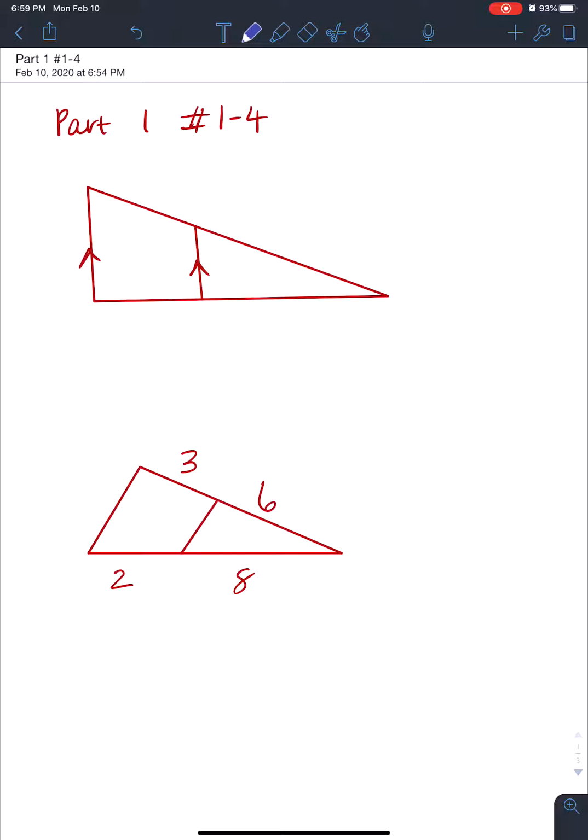Hey guys, so we are doing test corrections here for part 1 of your test. Remember there's multiple versions, so I have no idea which one you have. It's going to be the same type of problems though, so look at your test, compare which triangles look the same, and then just replace it with your numbers to solve your corrections. Sound good? Cool. So this is part 1, only 1 through 4, because they're all very similar.